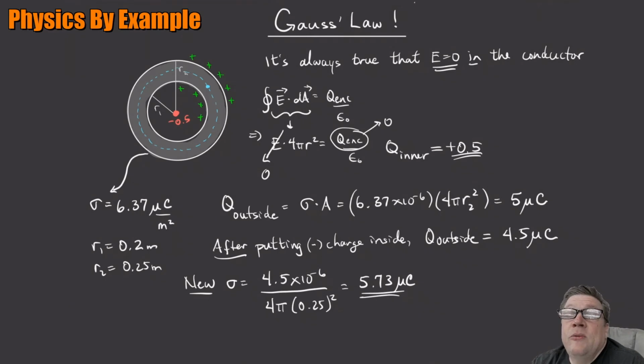We just figure out the new charge density, and it's 5.73. So we can tell from the outside that there's a negative charge that's been introduced in the middle because it's pulled some of the positive charge away from that outer surface. So from the outside, I would be able to tell. What is the electric field just outside of the surface now?